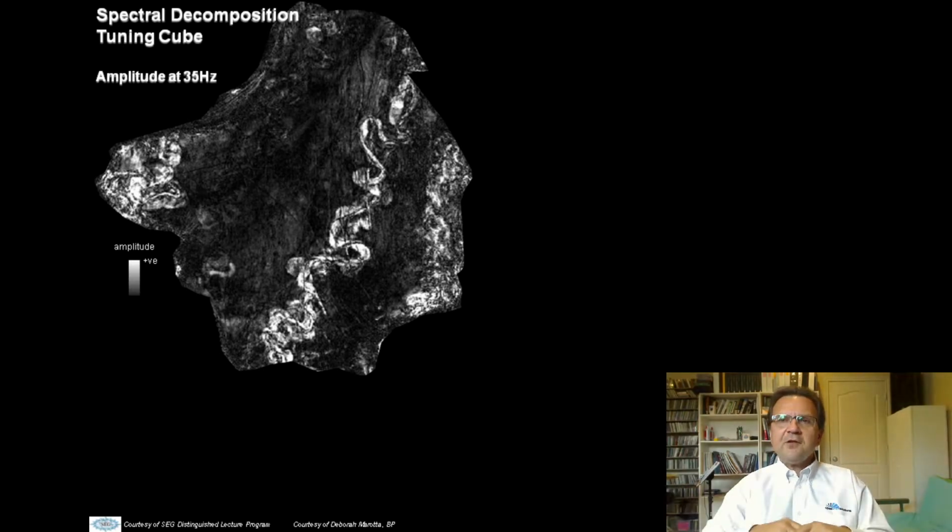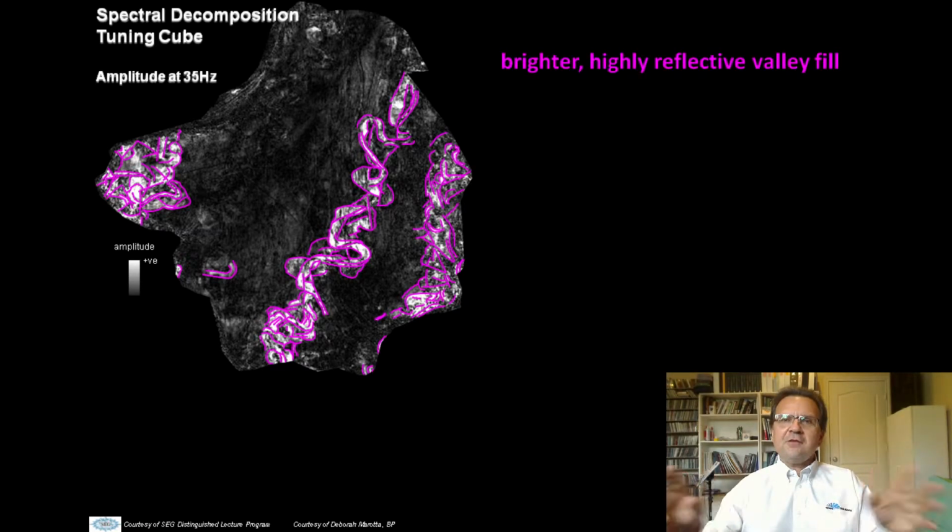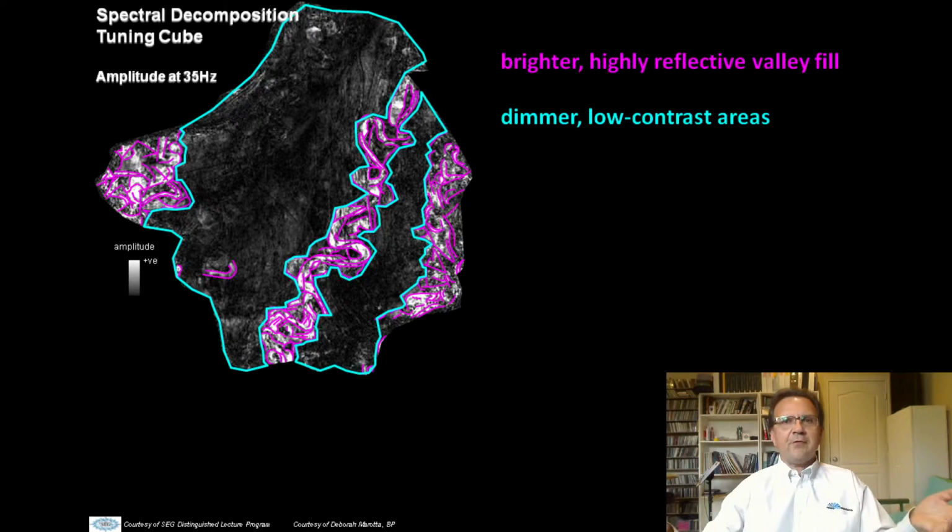To start with, let's look at a map of amplitude at 35 Hz. Your attention tends to be drawn to the details associated with the bright amplitudes within the highly reflective valley fill. But there are faults that cut across both the bright valleys and also the dimmer background areas. The details within the dimmer areas tend to be more difficult to see. This is because of the lower inherent contrast in the dimmer areas.